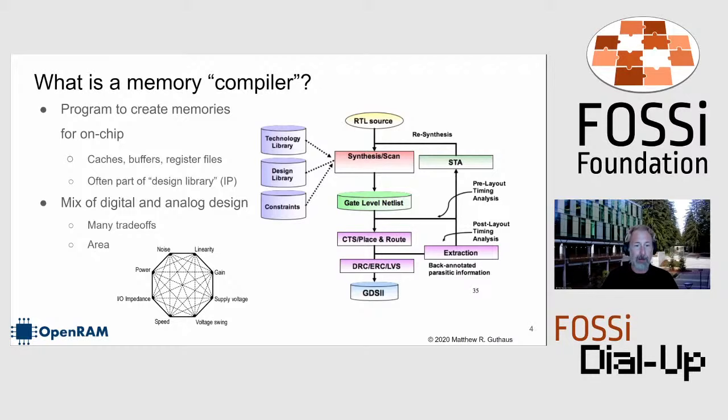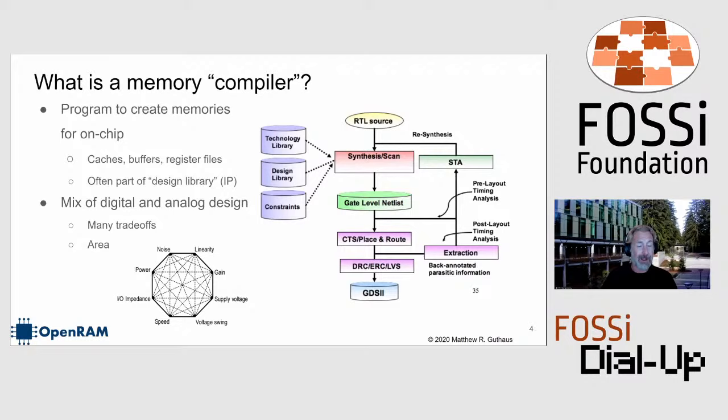Now, the idea is that these memory outputs can be used in a place and route design flow, like on the right here. They're an input as the design library. And so they can be used with synthesis and PNR tools.